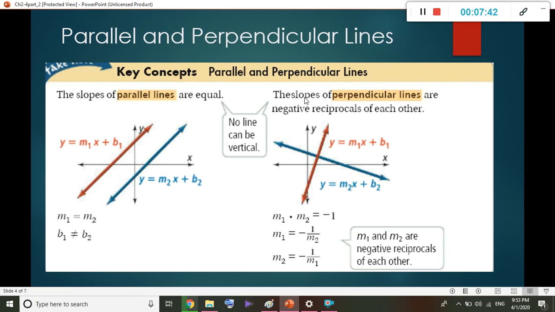For the perpendicular lines, the slopes of perpendicular lines are negative reciprocals of each other. So again, perpendicular lines intersect each other at a right angle, okay? So when we have two perpendicular lines, their slopes are the negative reciprocal of each other. So for example, given m1, the slope m2 is 1 over negative m1. This is going to be m2. Okay, so these are the slope concepts of parallel and perpendicular lines.